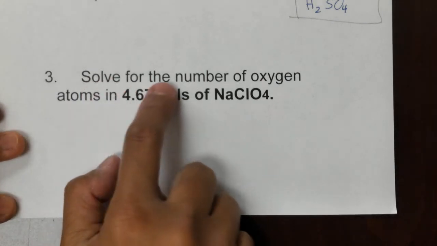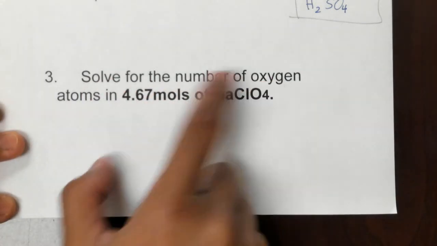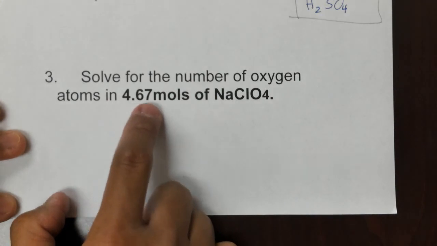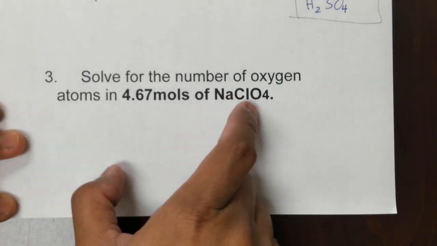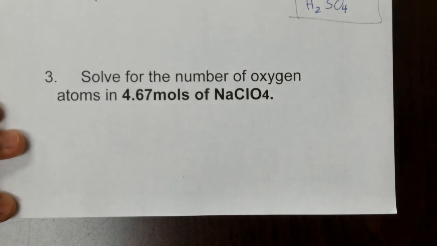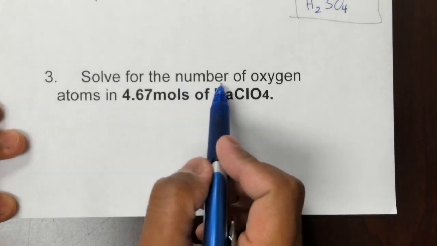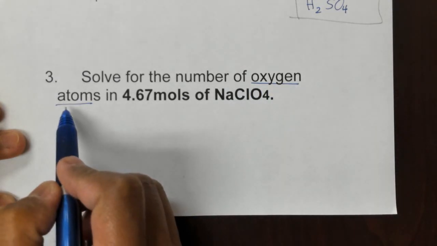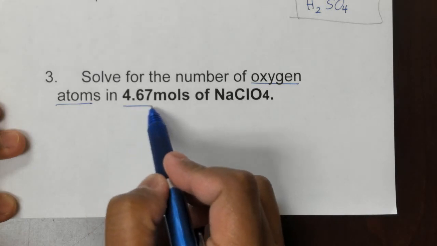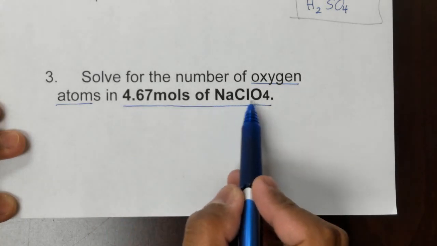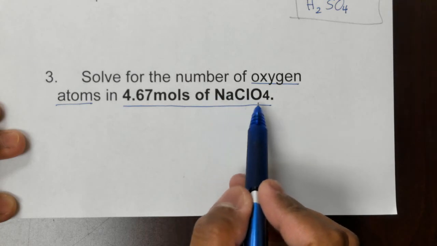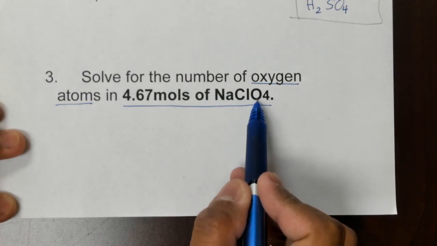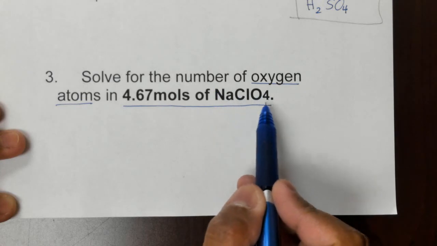So, solve for the number of oxygen atoms in 4.67 moles of NaClO4. Now, be watchful for this kind of problems because you're asked for the number of oxygen atoms only. Oxygen atoms only in 4.67 moles of NaClO4. NaClO4 is not just oxygen. It contains 4 oxygen, but the whole compound itself is not oxygen. So there is an extension that we're going to do in this particular problem.